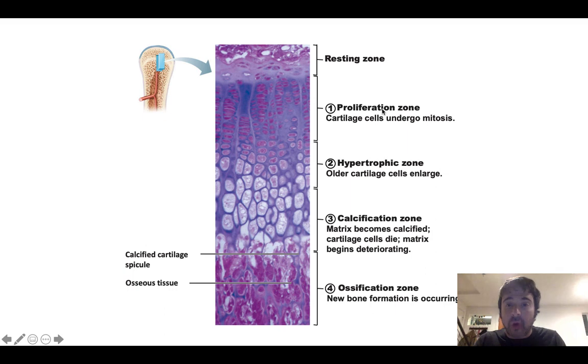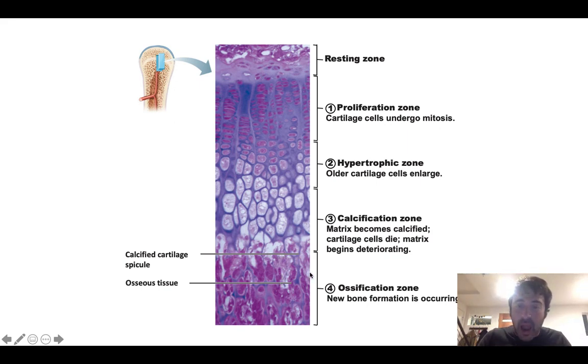There's the zone of proliferation, there's the hypertrophic zone, there's the calcification zone in which that cartilage matrix becomes calcified, and that's another way of saying turns into bone, and then the cartilage starts to die as that bone replaces it. And then you have the ossification zone, which is where new bone formation is occurring. Now, what I want you to think about is this as being a race between the cartilage cells undergoing mitosis in the zone of proliferation and the bone cells creating bone in the ossification zone.